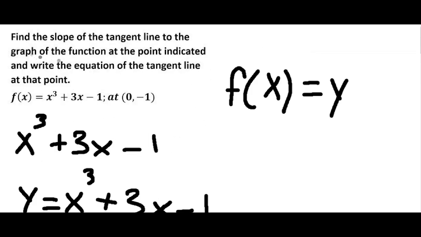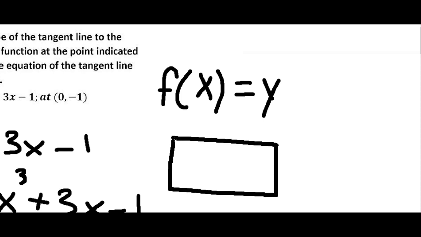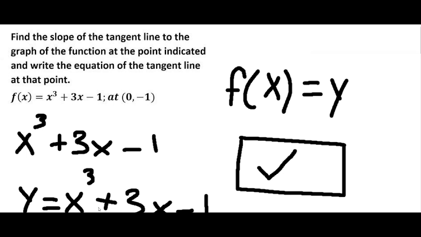So we can go back up here and look: find the slope of the tangent line to the graph of the function at the point indicated and write the equation of the tangent line at that point. So for this, your solution is going to be true, but this is just a true example. There are going to be some false examples later on in the further units, but this is how you solve a tangent line slope problem.